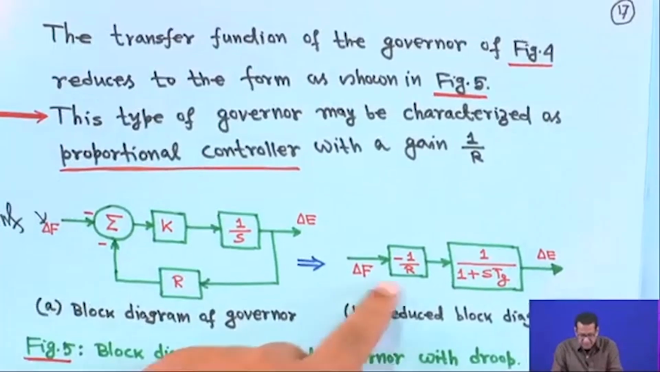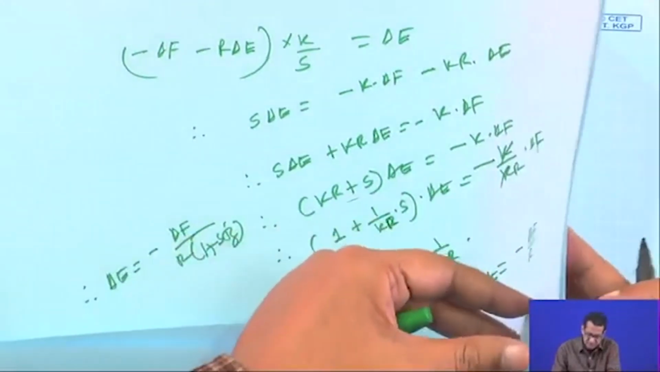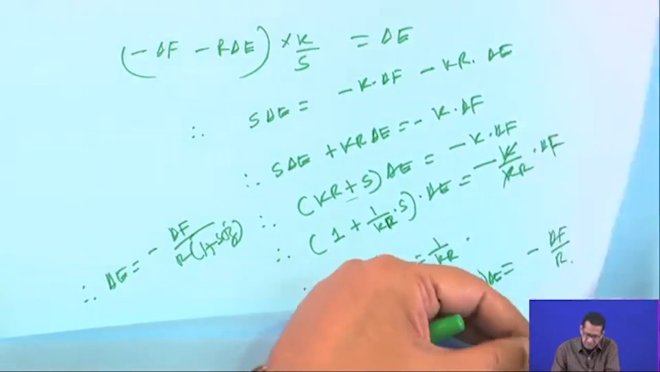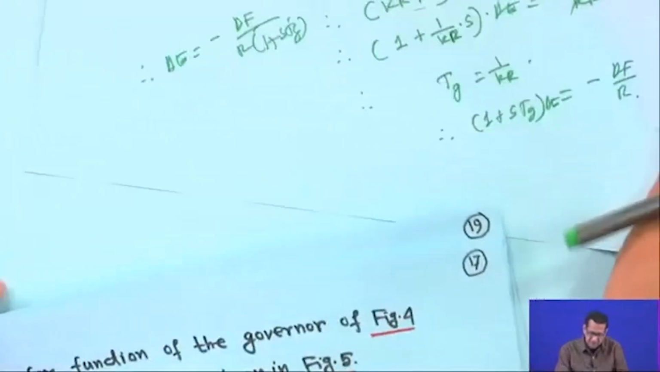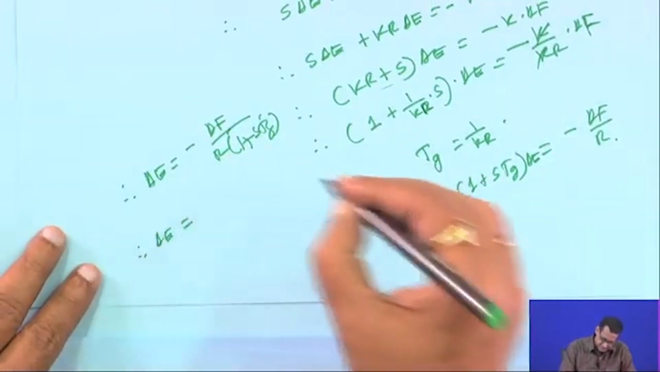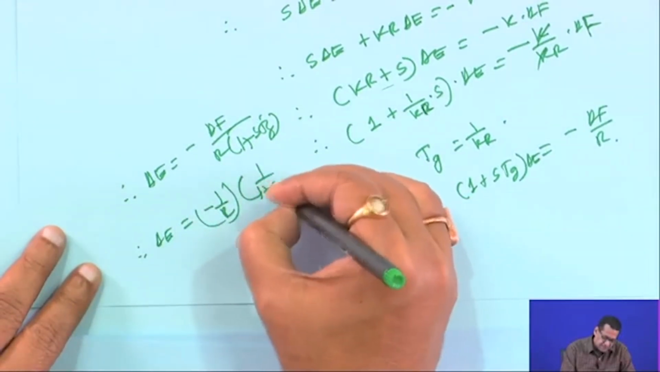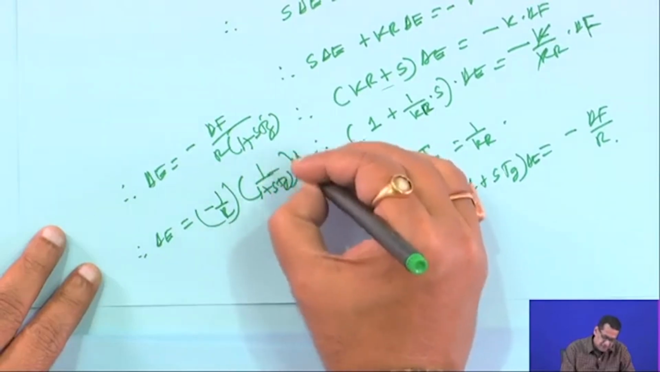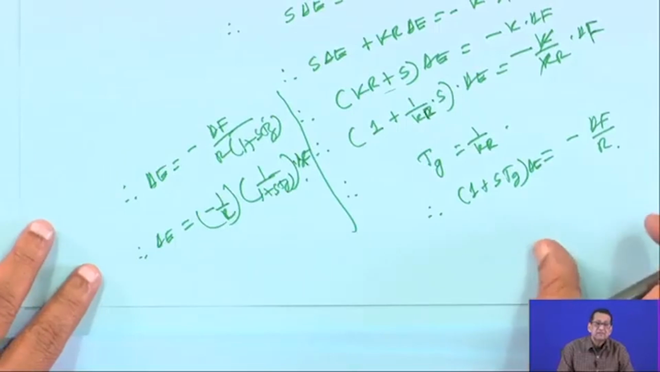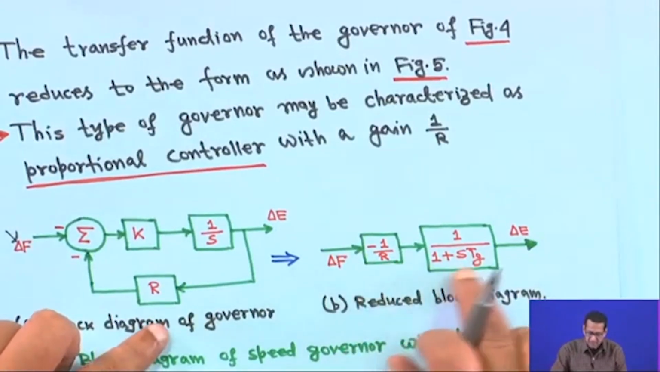That is why this block diagram is written delta F, minus 1 upon R into 1 plus S T G, right. So, in this case just have a look, just 1 minute. This is written like this, that means we can write delta E is equal to minus 1 upon R into 1 upon 1 plus S T G into delta F, this way you can write. Therefore, this block diagram is also made like this, delta E is equal to minus delta F upon R into 1 upon 1 plus S T G.